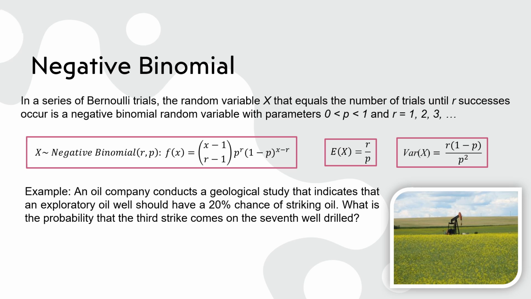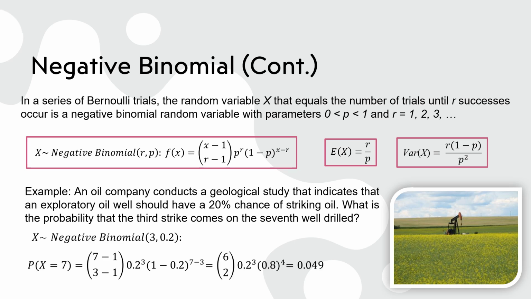An oil company conducts a geological study that indicates that an exploratory oil well should have a 20% chance of striking oil. What is the probability that the third strike comes on the 7th well drilled? Please pause the video here to take a moment and try answering this question on your own.